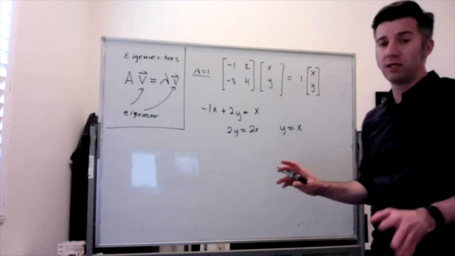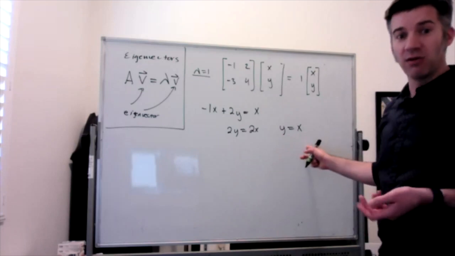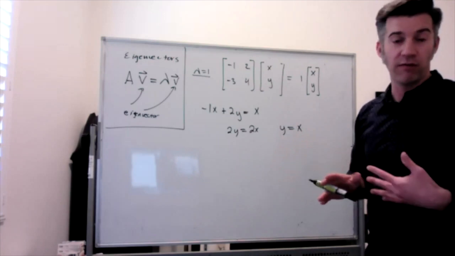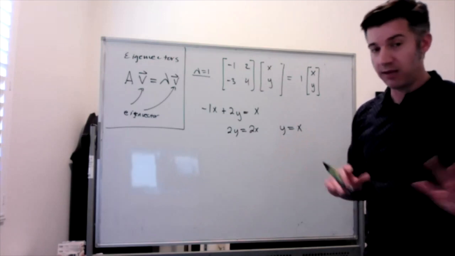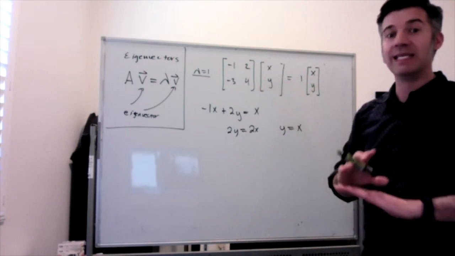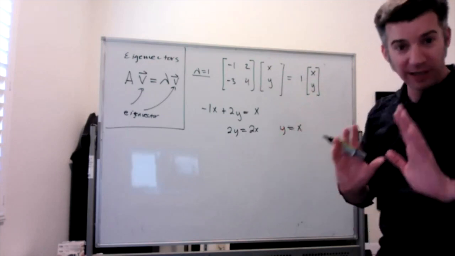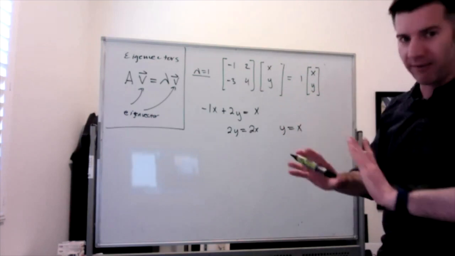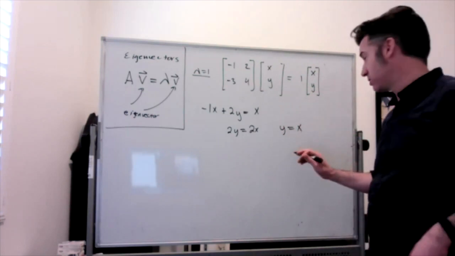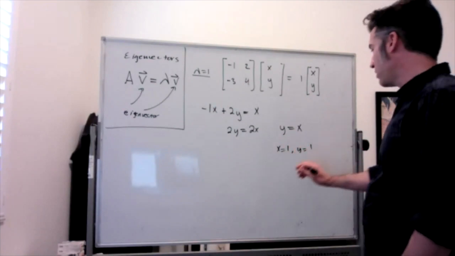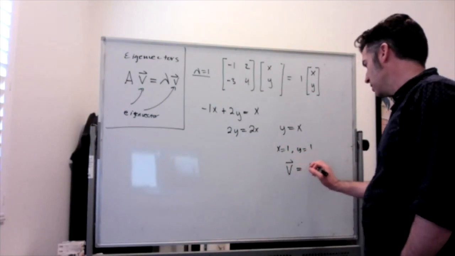What I really should say is, if you pick x equal to 0, you get y equal to 0, and you're never allowed to have the (0, 0) vector as an eigenvector. Anything else is fine. (0, 0) is never an eigenvector. I really emphasize that. So pick x equal to 1, you get y equal to 1. So our eigenvector is (1, 1).